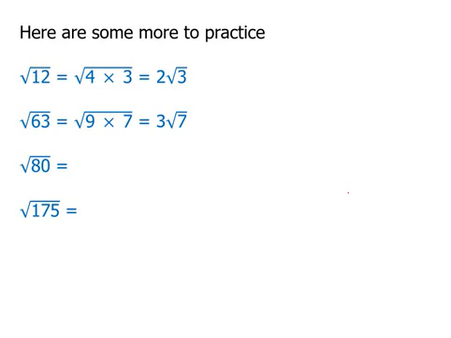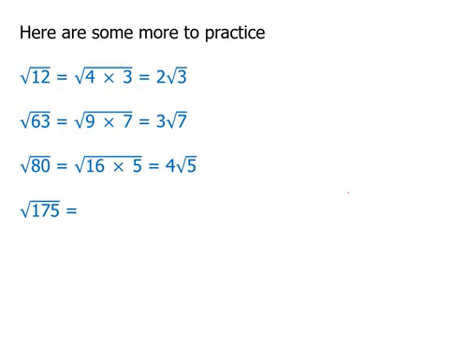80, I can say that it's divisible by 4, but actually, if we divide it by 4, we get 20, and we can divide by 4 again. In other words, 80 is actually divisible by 16. And so we actually save a bit of time if we write this as 16 times 5. And the square root of 16 is 4, so this is just 4 root 5.